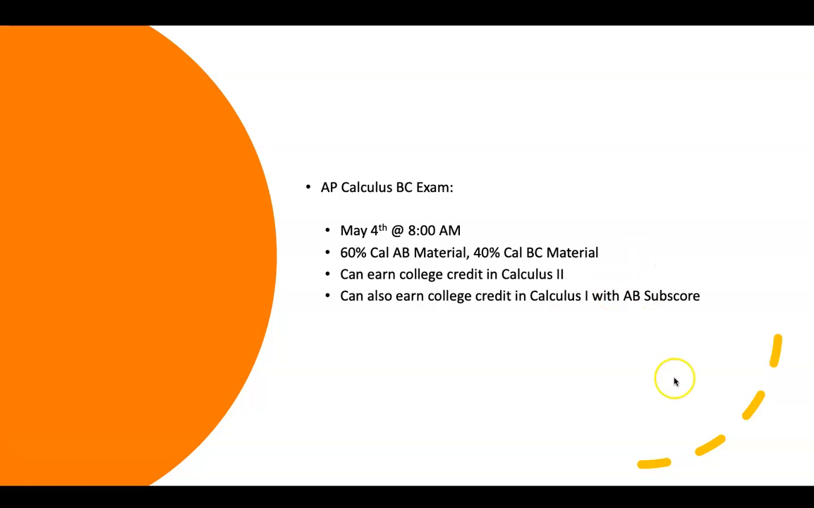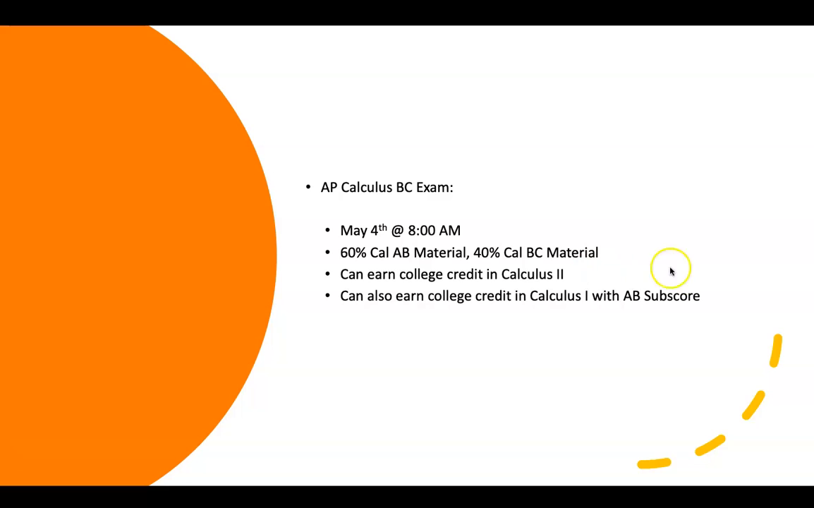If you take all 100%, the AB plus the BC, and add it together, they take the whole exam. That determines whether they get credit for the Cal BC exam, or basically the equivalent of college Cal 2. What's cool about it is you don't have to pay for two exams, yet you can get two different college courses of credit.